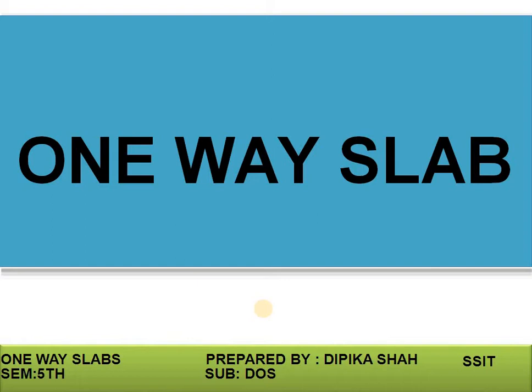In our last lecture, we started a new chapter, one-way slab, and we saw some of the theory part of one-way slabs. Today we are going to start the examples of one-way slabs. Before starting the example, we will look at a cross section of a one-way slab and see how to do the detailing. We saw that in a previous lecture, but today we will revise that topic and then go to the examples.